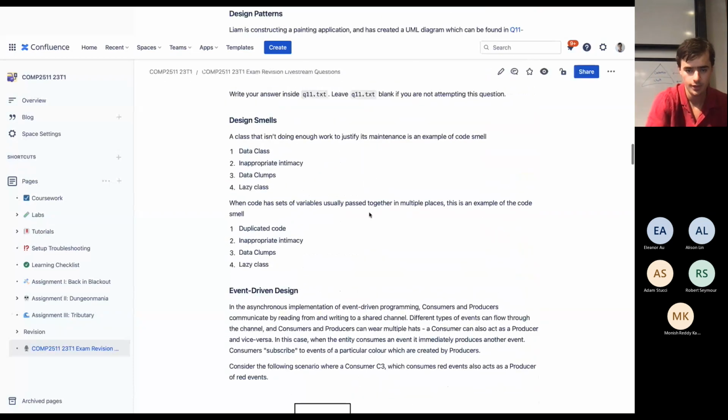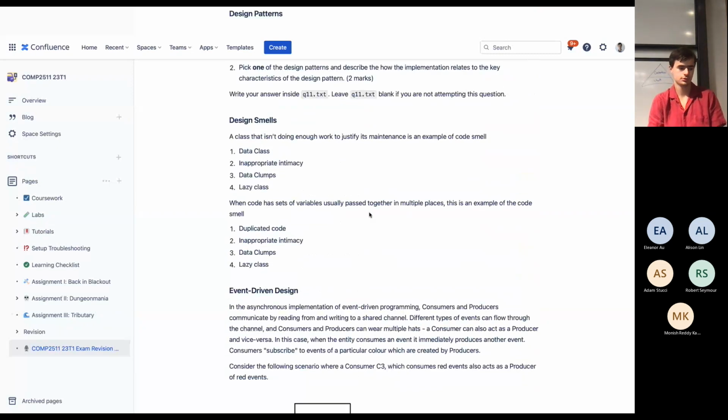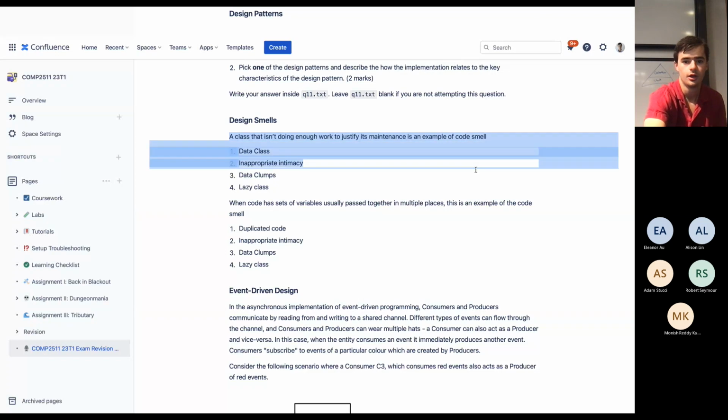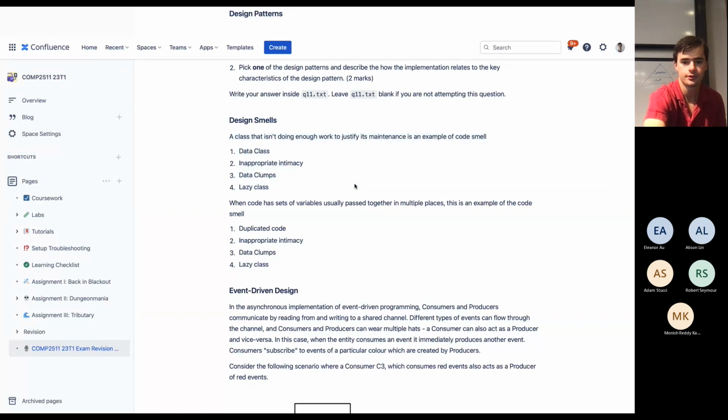There'll probably be a question around identifying the design smells in some code, so make sure you know those. A class that isn't doing enough work to justify its maintenance is an example of which of the following code smells? That's a lazy class. This is like reading some code and coming across a Java file and thinking, oh, this is weird. This class isn't doing very much. I don't really understand what it's here for.